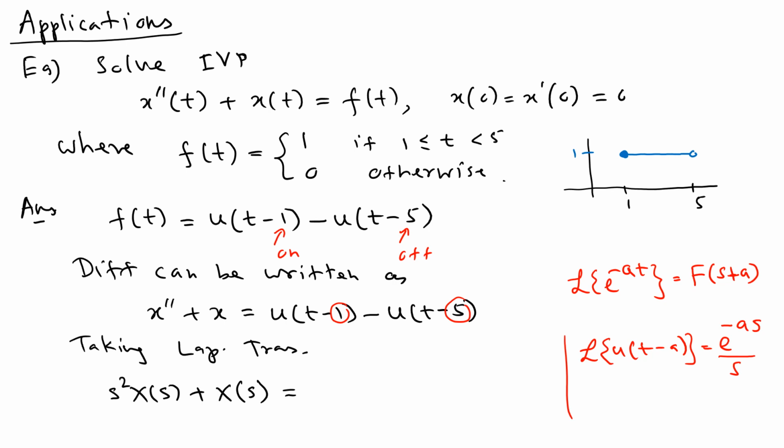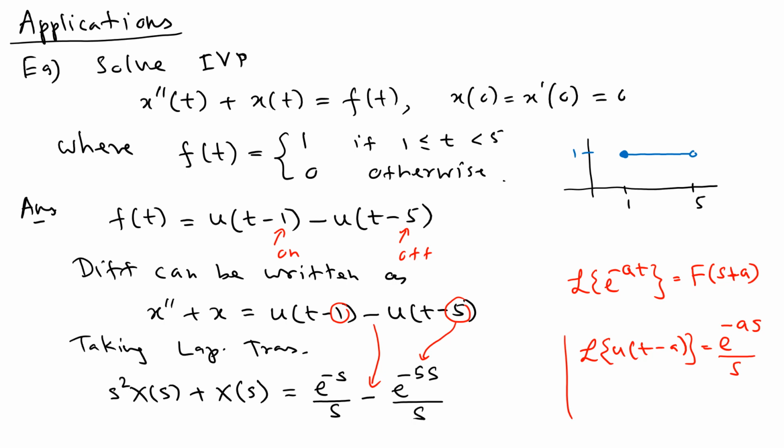Good. Using this fact, we can write the first one as e to the minus s, because a equals 1, over s. The minus sign is coming from the function, so you see there's a minus sign here. And then we have e to the minus 5s over s. That's the 5 you have here. So we use that transformation formula that we discussed earlier. Okay, so everything is good. That's the Laplace transformation.